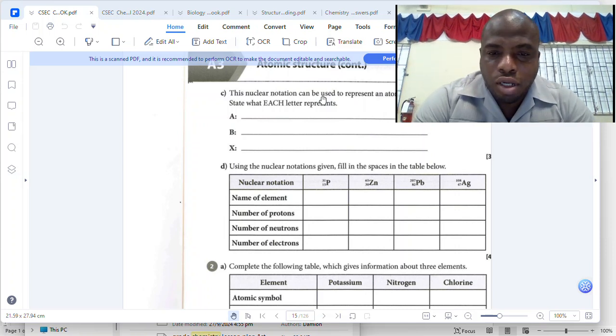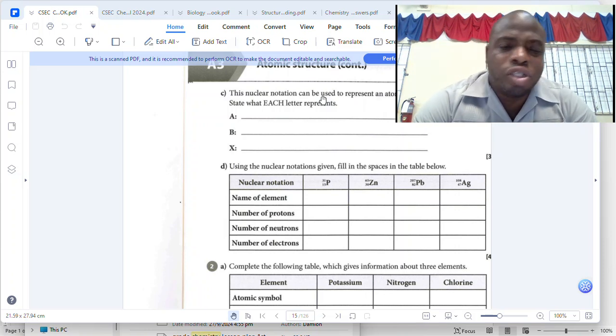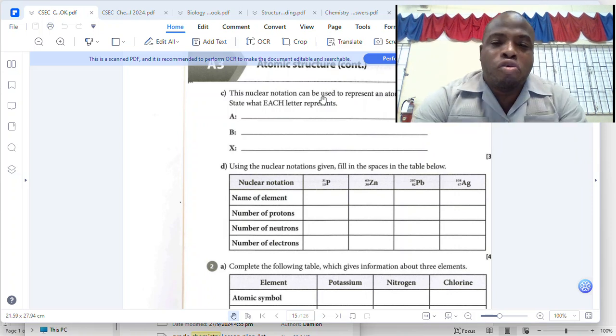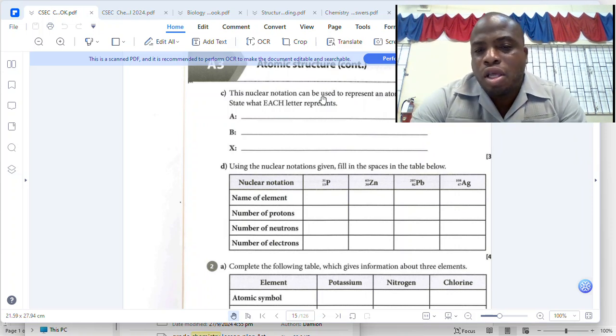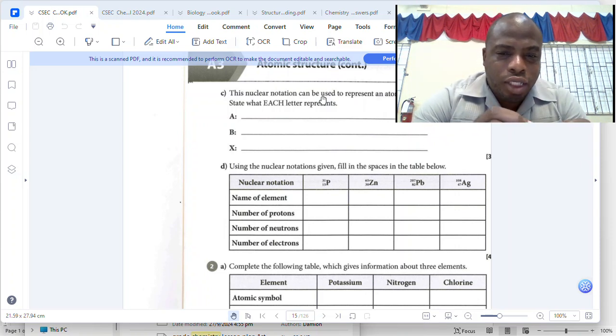So when we look across, even though we have those 20 elements that we're going to be zeroing in on, once you get a question from atomic structure, they won't ask you to show bonding or draw the structure outside of those 20, right? So that's where the 20 comes in.